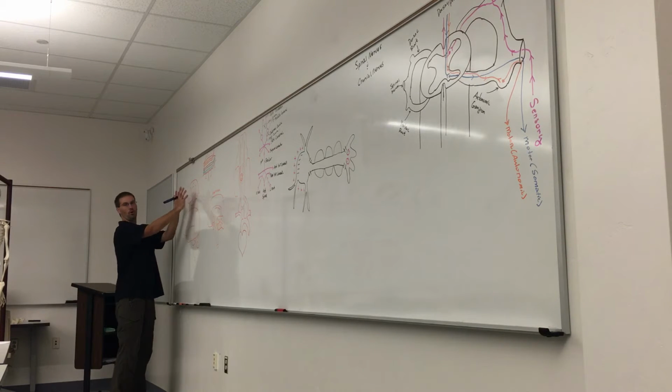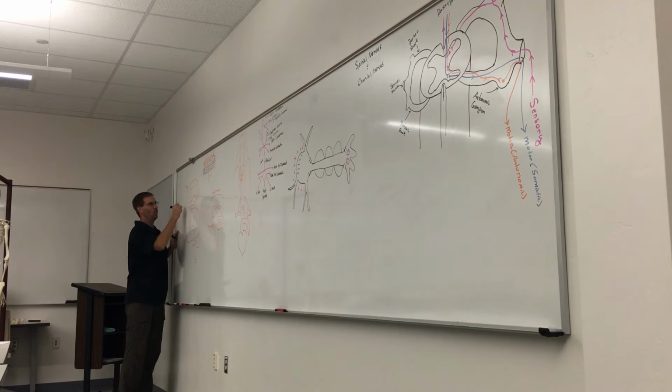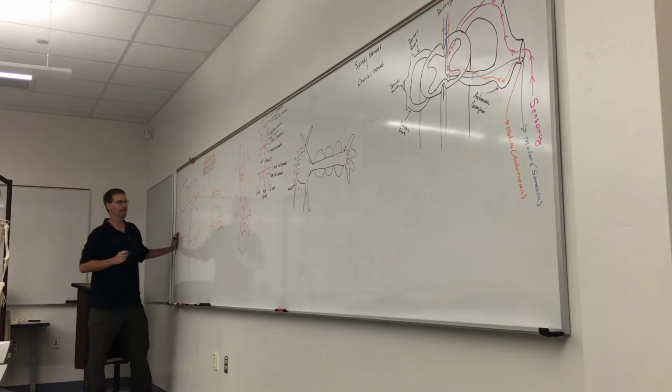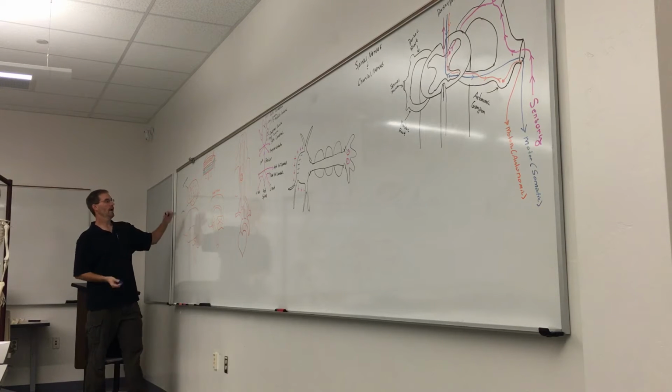So imagine that I'm holding the brain, and I've just turned it a little bit, slanted so you can see both hemispheres. What's this right here? This would be the right hemisphere. And then this is? Left. This is the left hemisphere. So I've got the right hemisphere and the left hemisphere.